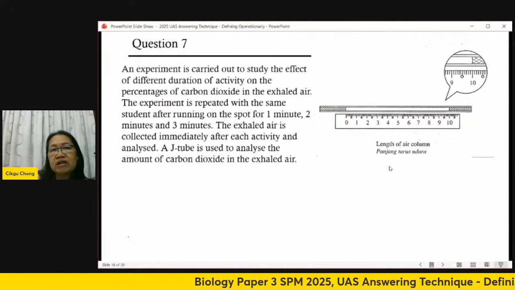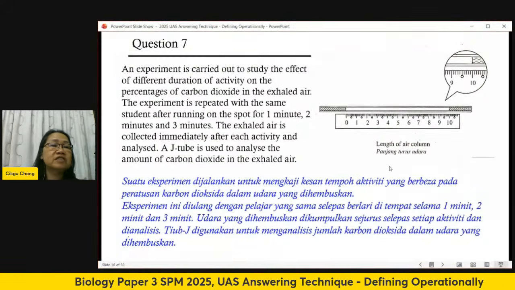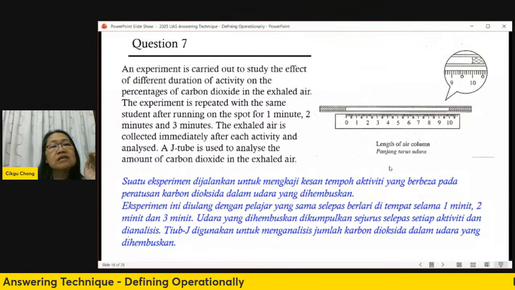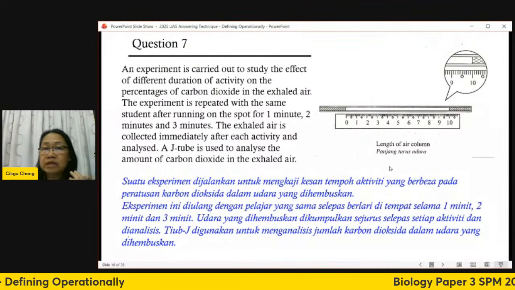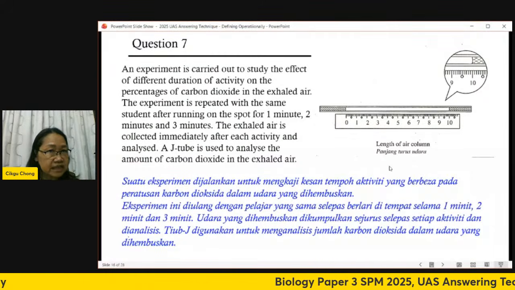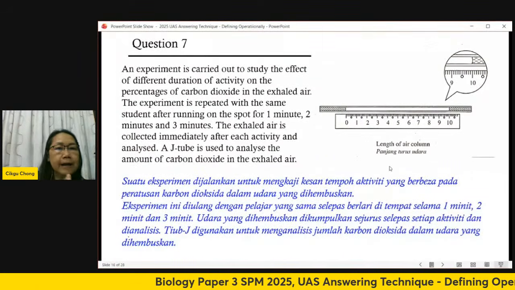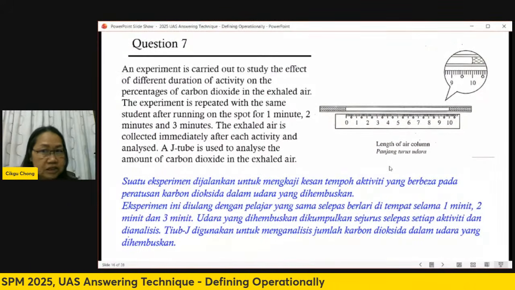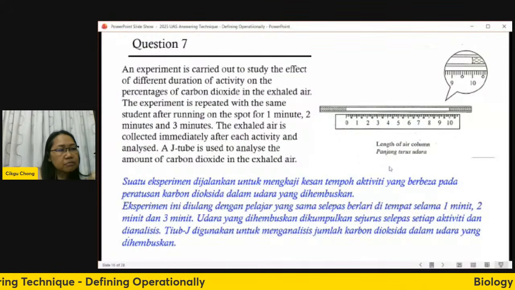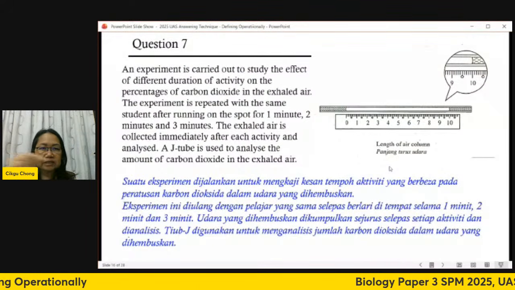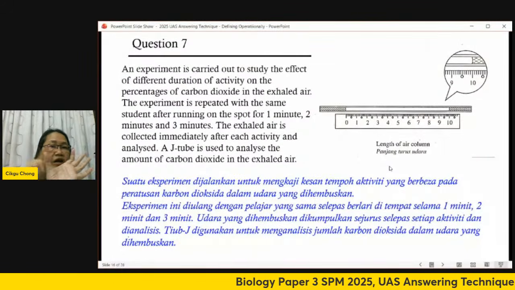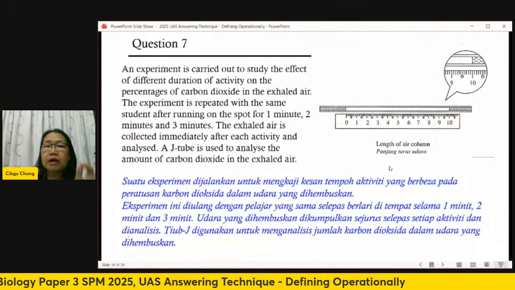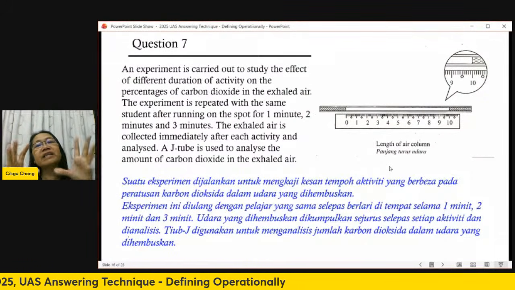An experiment is carried out to study the effect of different duration of activity. So a person is doing the same exercise, different time only. Running on the spot for 1 minute, 2 minutes, 3 minutes, the exercise is the same, running on the spot. After the person has done it, take a sample of the exhaled air from the person, just take a sample of it using a J tube. After that, you analyze the amount of CO2 in the J tube by using something that absorbs CO2.